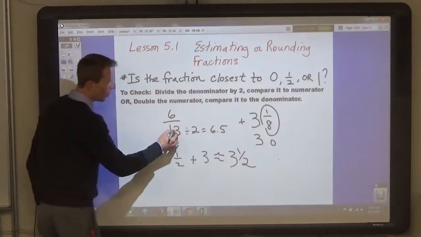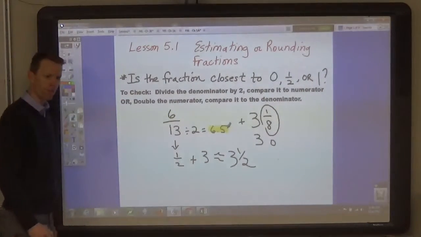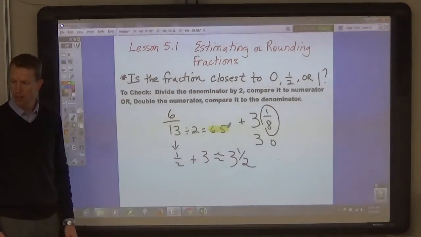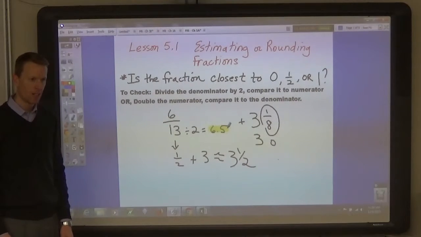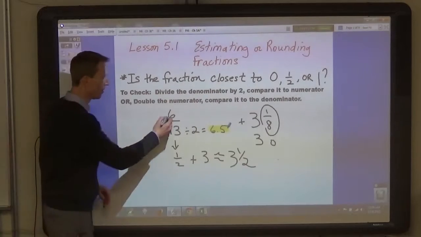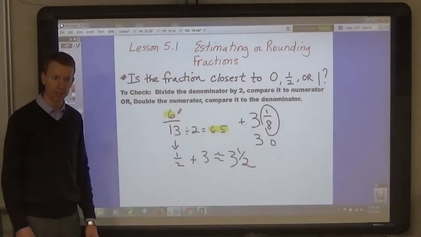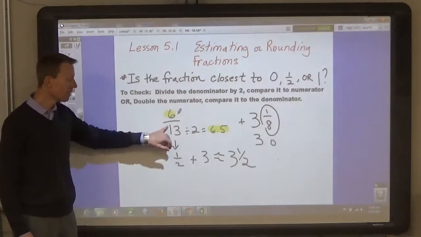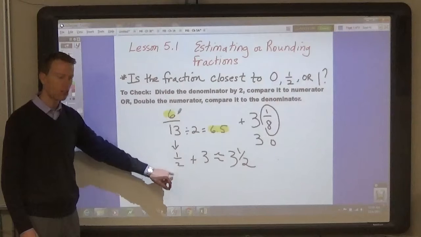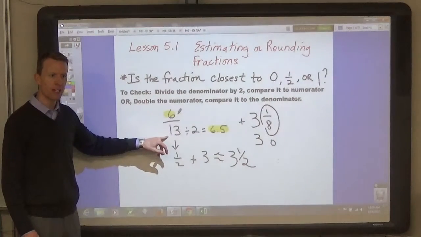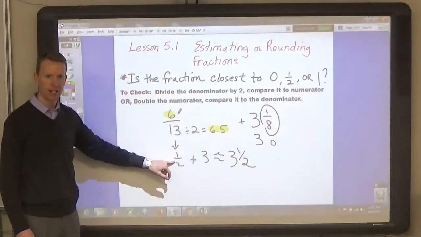So we divided 13 by 2, and that's 6.5, right? Half of 13 is 6.5. Now look at the numerator, it is 6. Is that close to 1/2? Yeah, right. So the best estimate of this fraction is 1/2. We could just use, instead of 6/13, we could just use 1/2 and get an estimate.